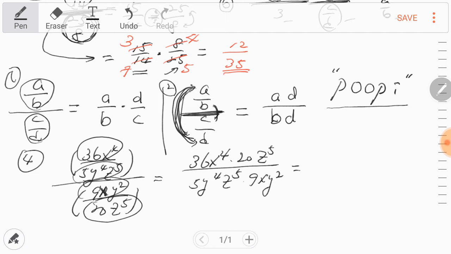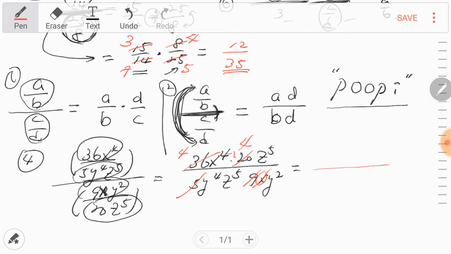Then simplify. For the numbers, use a different color. 5 and 20: you can divide 20 by 5, which gives 4. 36 and 9: 36 divided by 9 is 4. How about x? We have 1x here, so we can cancel out this 1x by subtracting 1 from 4.